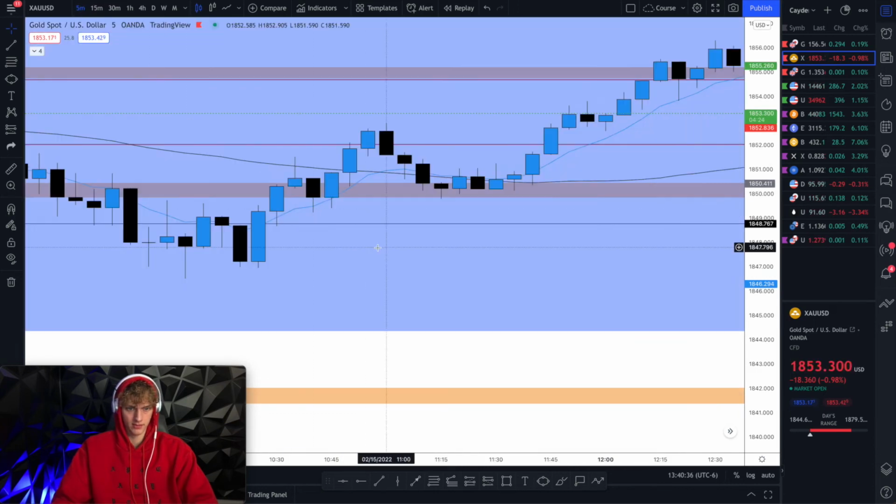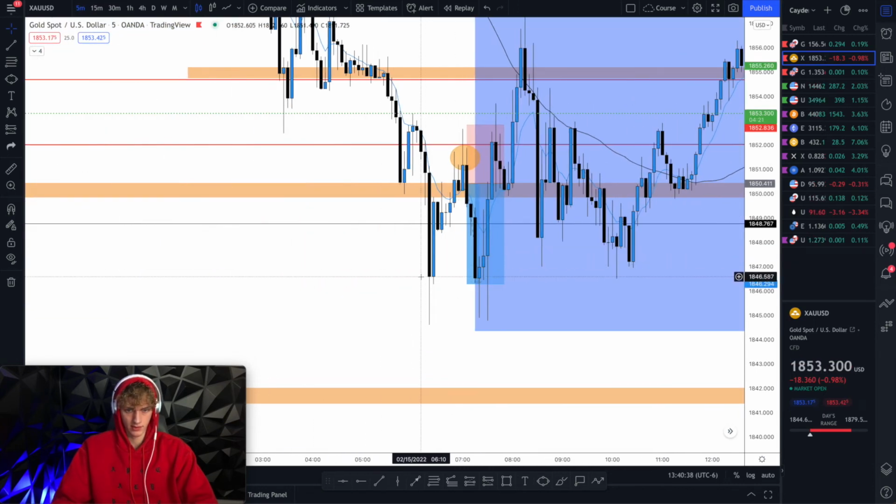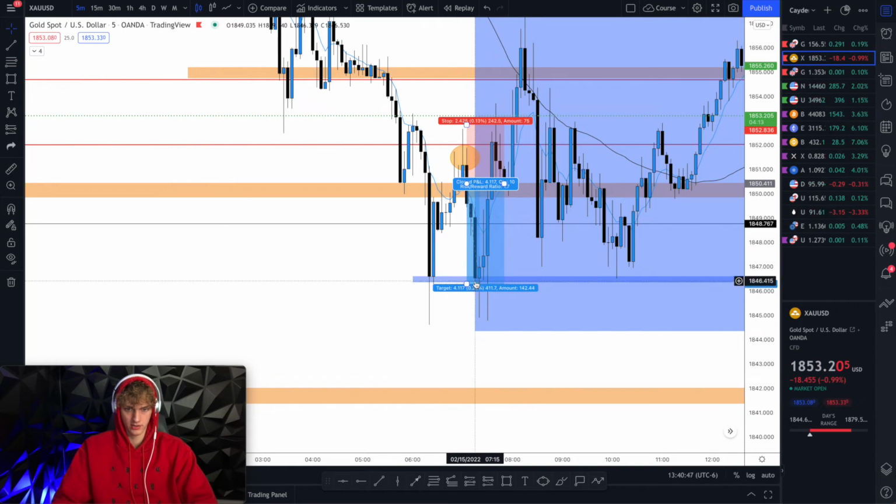like on the 5-minute, there is support right here, and then that is where our targets are. You can kind of have it a little lenient. Usually it goes down a little bit more, and then that's where you'd be getting out.